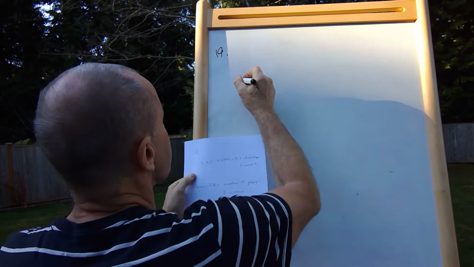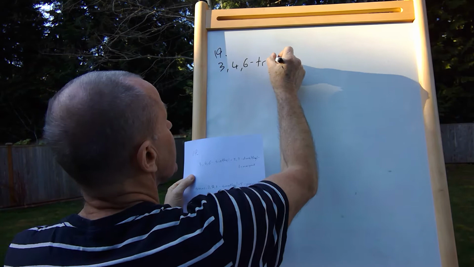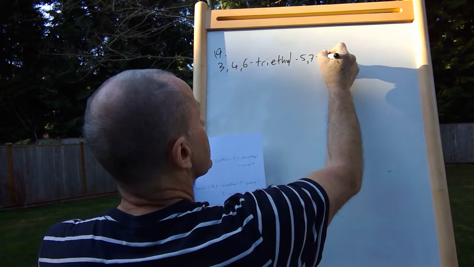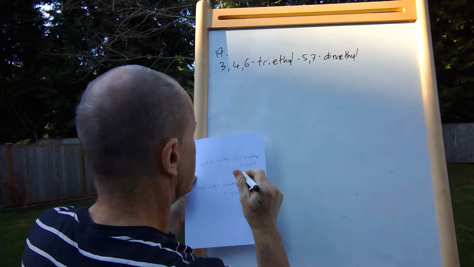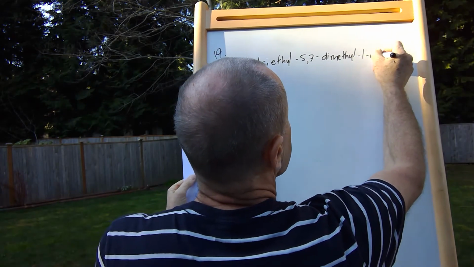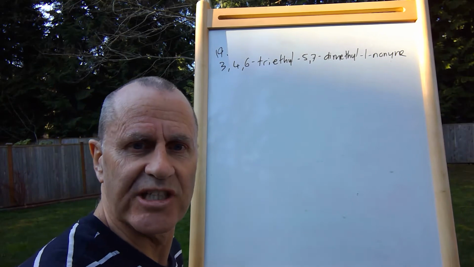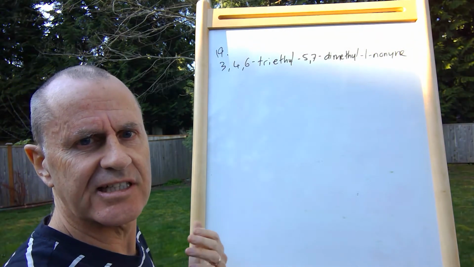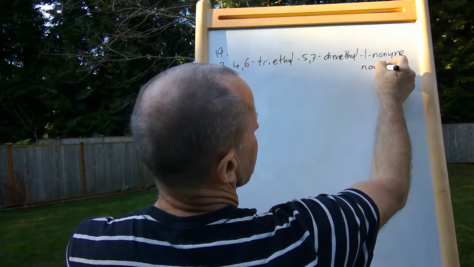So let's have a look at number 19, which is 3,4,6-triethyl-5,7-dimethyl, oh my, 1-nonene. And you'll notice the person who wrote this sheet, because of course I stole it and I didn't write it myself, because doing those structural formulae is like hideously complex on a computer, I would call it non-1-ene.